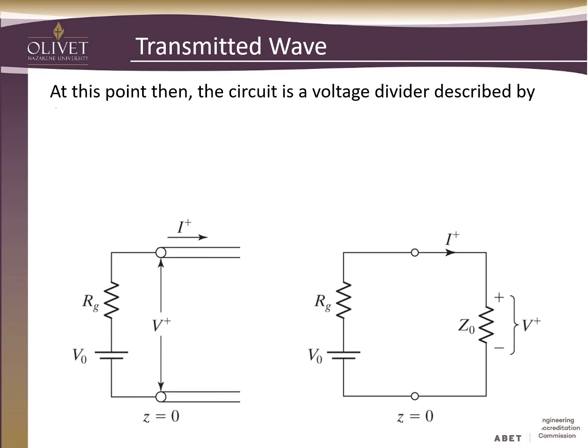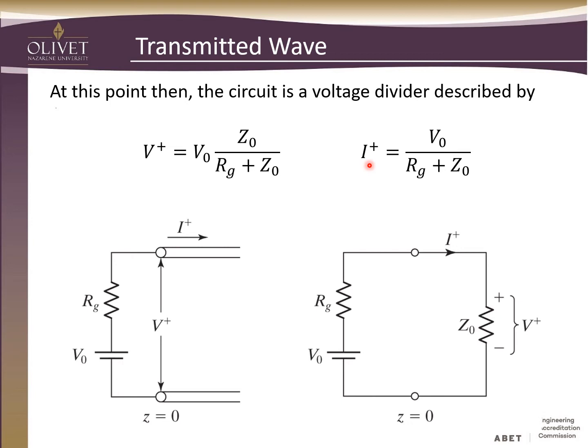So at this point, the circuit is just a voltage divider, and we can describe this mathematically pretty easily as the source voltage times the characteristic impedance over the sum of the characteristic impedance and the impedance of the source. We'll say V plus, because this is our initial condition on our transmission line, transmitting. If we put a minus sign up here, that means reflecting.